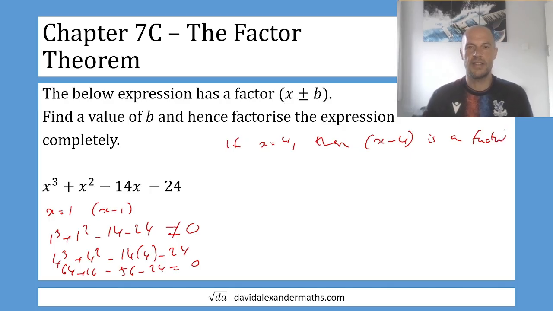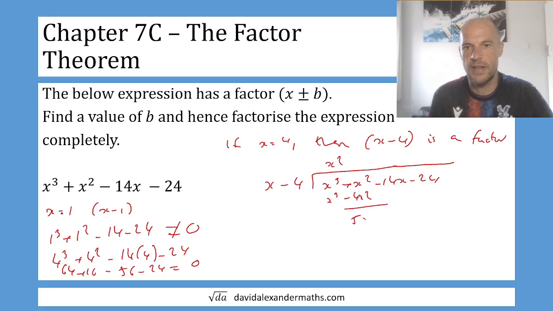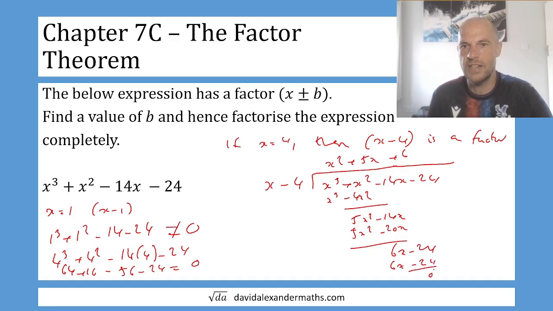Okay, now we can factorize the expression completely. We know that x minus 4 is a factor, so let's divide x cubed plus x squared minus 14x minus 24 by x minus 4. We'll get x squared, x cubed minus 4x squared, so that's 5x squared minus 14x plus 5x. 5x times x, 5x squared minus 20x. Just be careful with these negatives, so that's going to be 6x minus 24, so that's plus 6. 6 times x is 6x minus 24, good, no remainder.